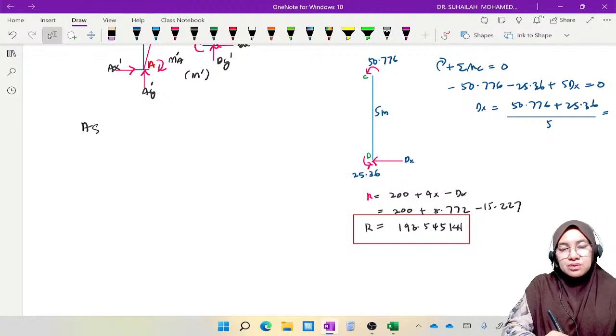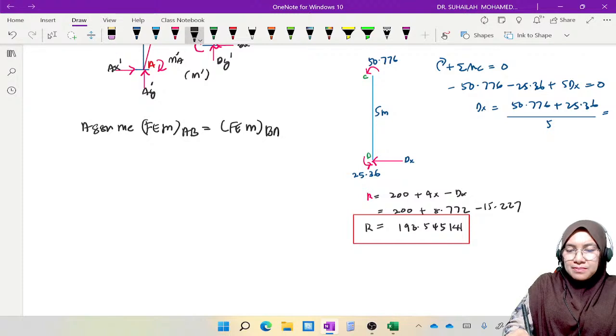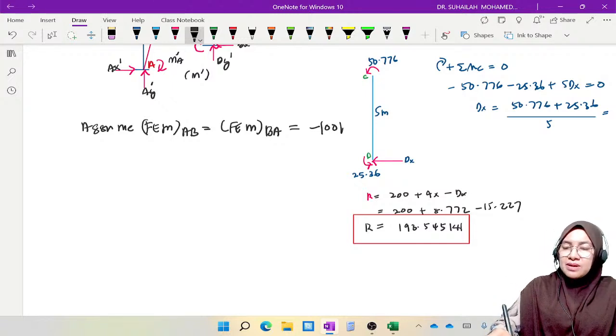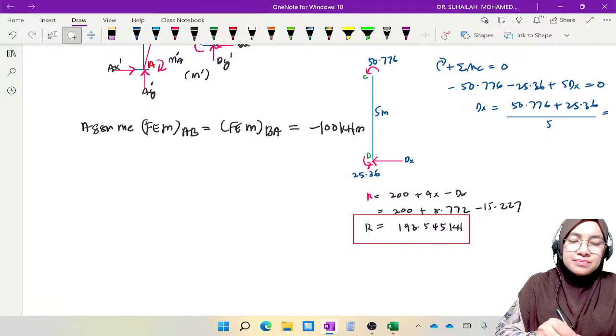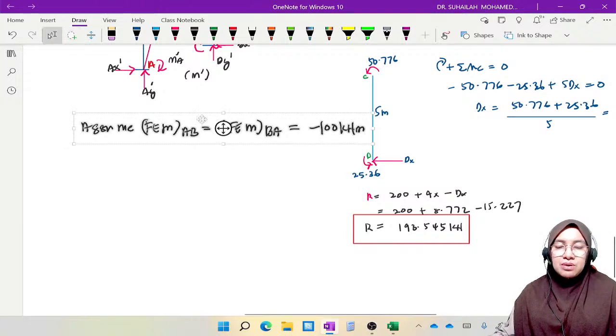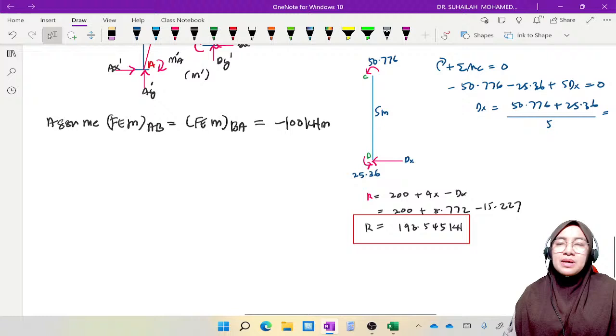So we have to assume FEM AB, which is equal to FEM BA. Since the frame tends to sway to the right, FEM is actually negative. Why is it negative? It is because of the behavior.